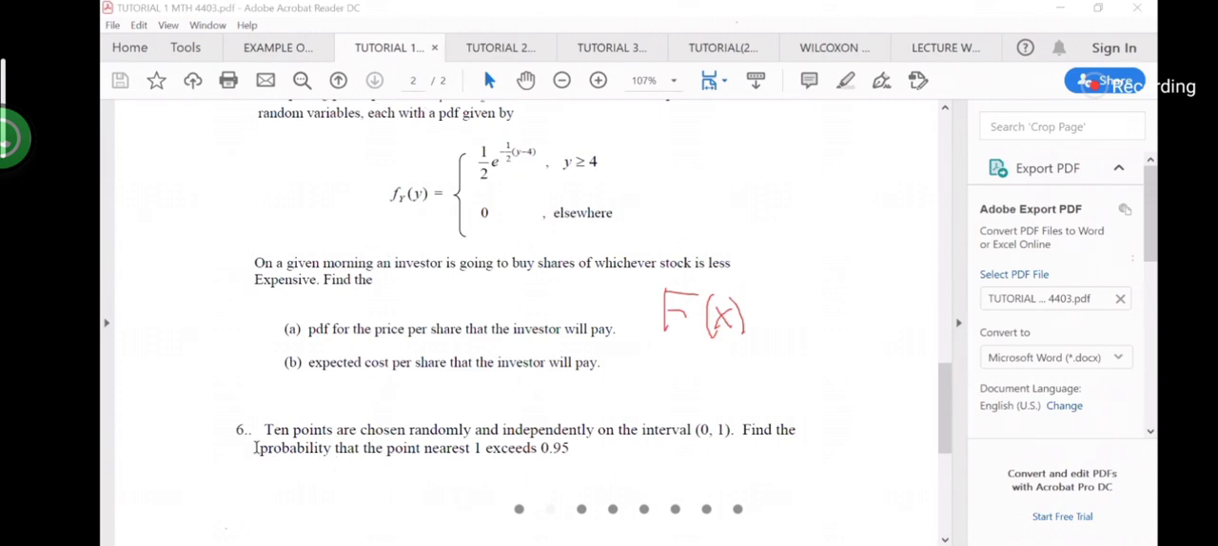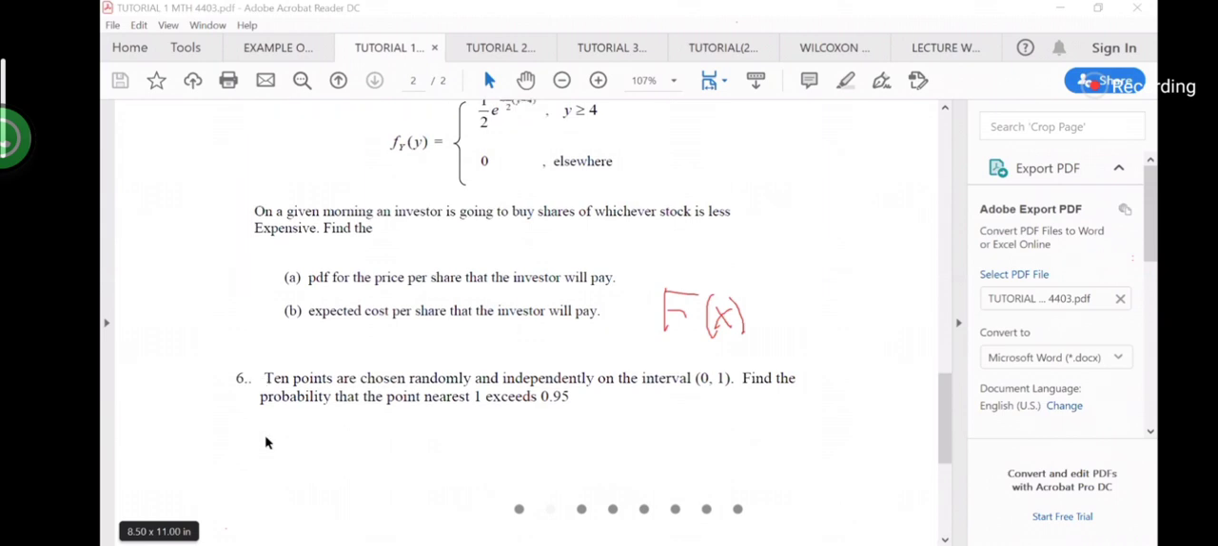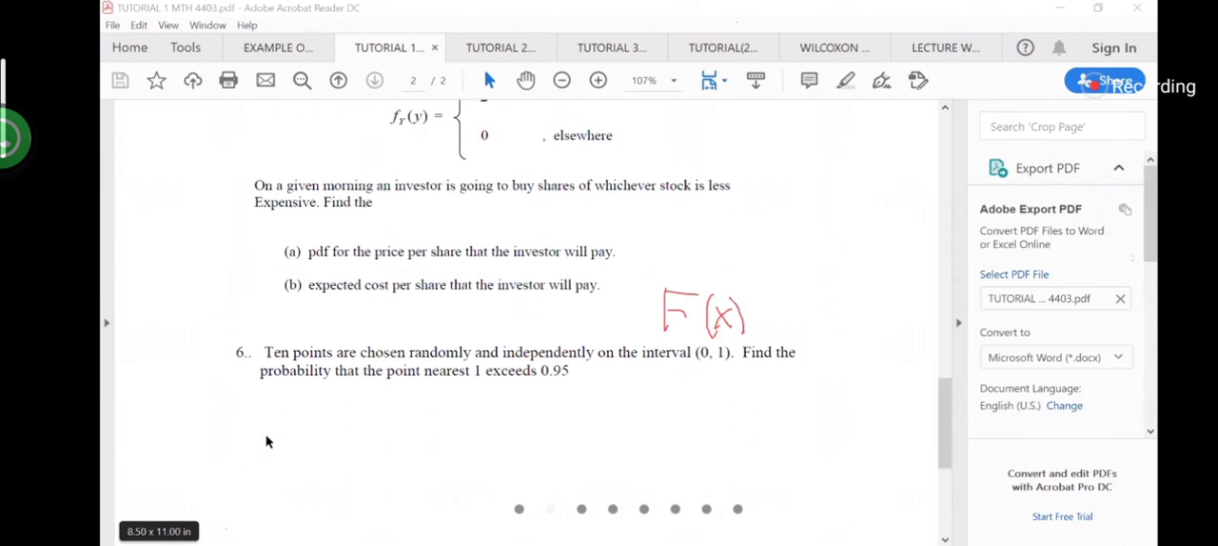Okay. Next, number 6. 10 points are chosen randomly and independently on the interval 0, 1. Find the probability that the point nearest 1 exceeds 0.95.